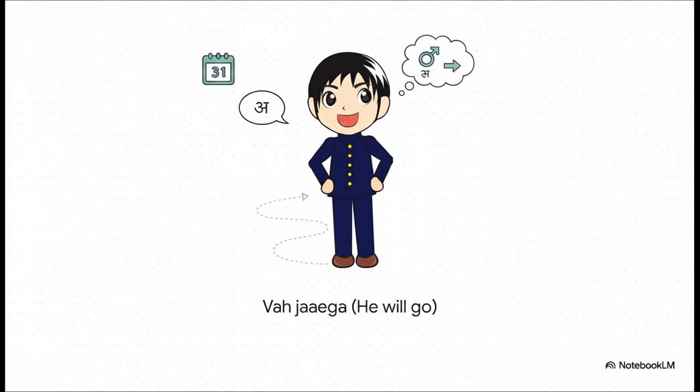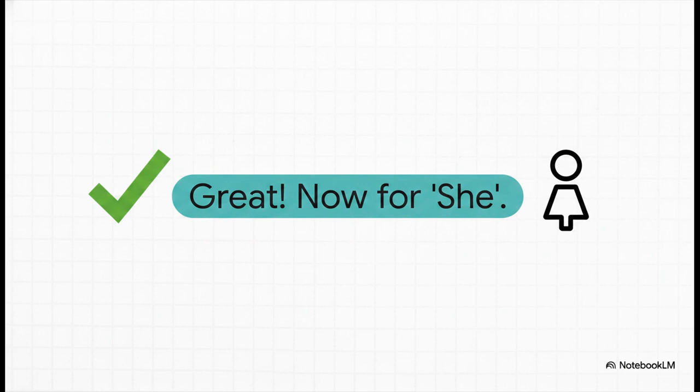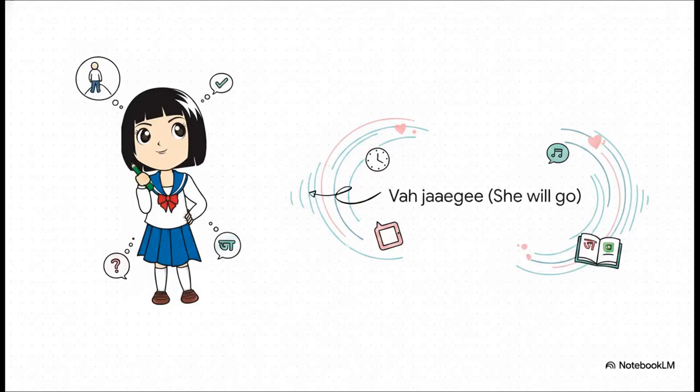Okay, let's start with he will go. You ready? Listen. Vo jayega. Pause for 3 seconds. Now you try. Awesome, you're totally getting it. Okay, now let's switch gears and try the feminine version for she. Okay, listen closely again. Vo jayegi. Your turn. Go for it.